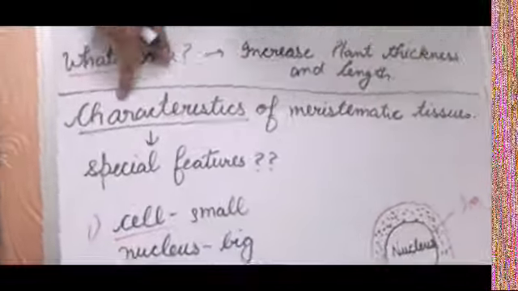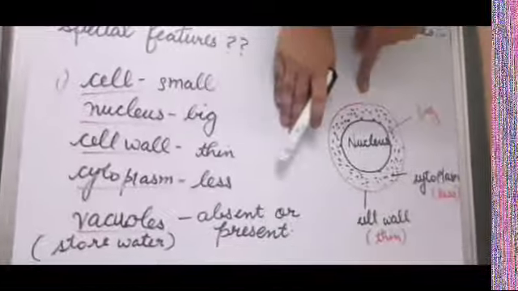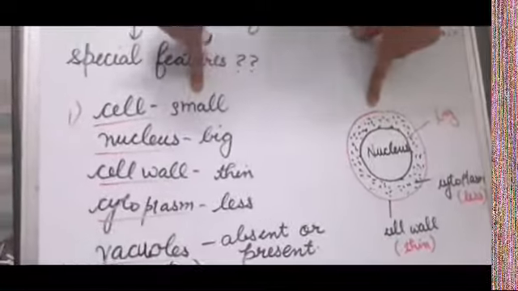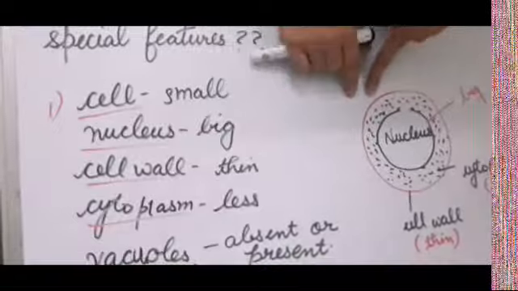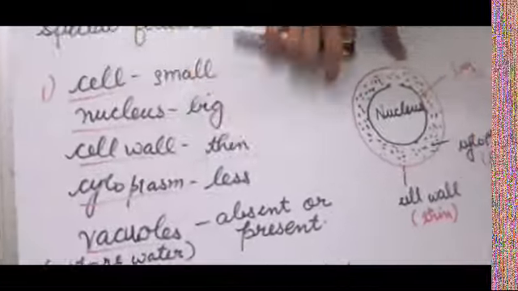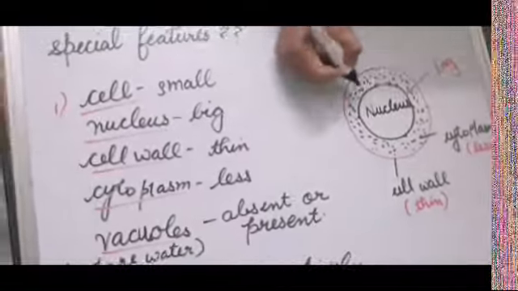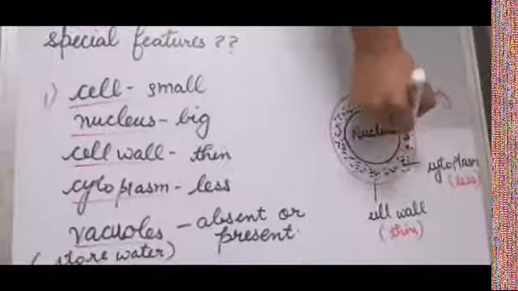The word characteristics means special features, what is special in it. So the meristematic tissue, you can see here in the diagram, the cells are very small. You can see the cell is very small. The nucleus is very big. See here in the center, the nucleus is very big. The cell wall is thin. I have made the cell wall with red, and it is very thin, and the cytoplasm is very less. Obviously, if the nucleus inside is big, then the cytoplasm outside the nucleus will be less.